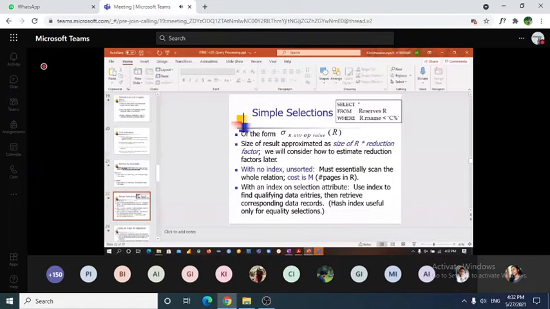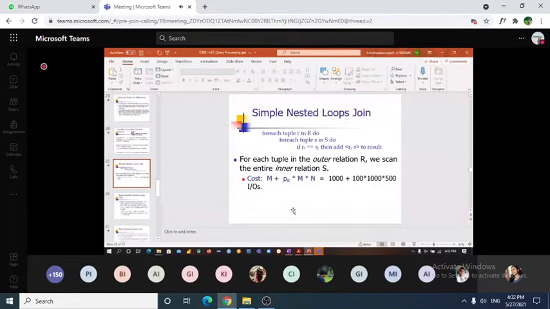Now, for the simple nested loop join, there are particular theories which you have to remember. But then there are equations. You don't need to memorize the equation if you understand what is happening. So I will explain what is happening. Let me go to the PDF which I have.